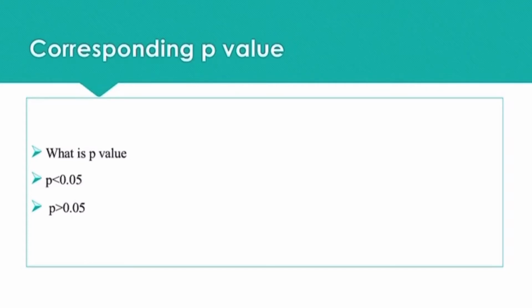In the first case, if you see, p-value is lesser than 0.05. So, if this is the case, then the null hypothesis can be rejected. In the second case, if you see, p-value is greater than 0.05. If this is the case, then there is not so much evidence to reject the null hypothesis.